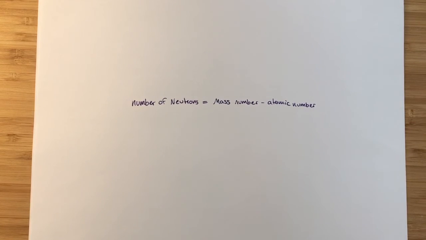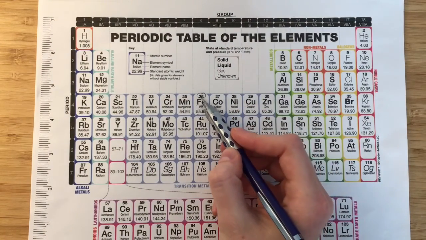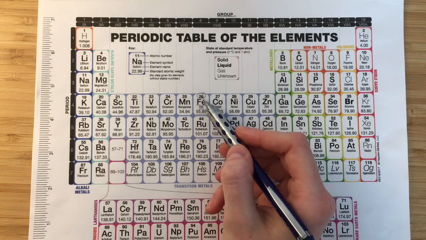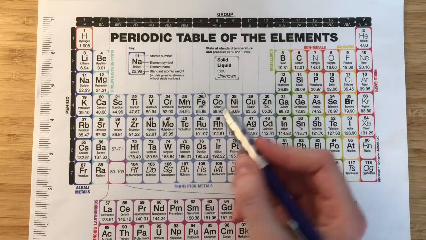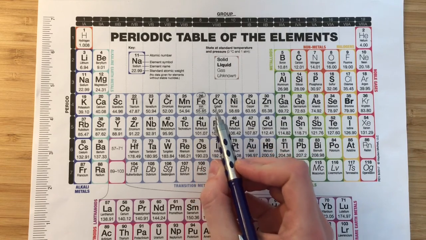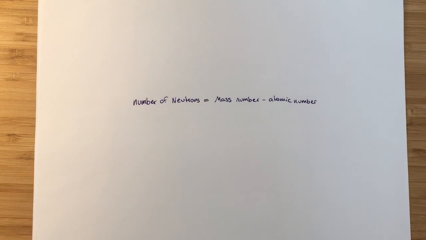Now there's a few main things we need to remember when counting electrons, protons, and neutrons. The first is how to read the periodic table of elements. We know that this top number is the atomic number, which is the number of protons and therefore the same number of electrons. And then we also need to know what this number is, which is the mass number. Once we know those two things, we can then solve for the number of neutrons by subtracting the atomic number from the mass number.